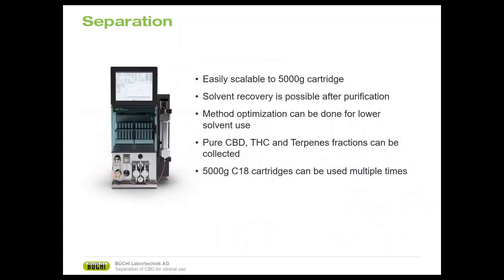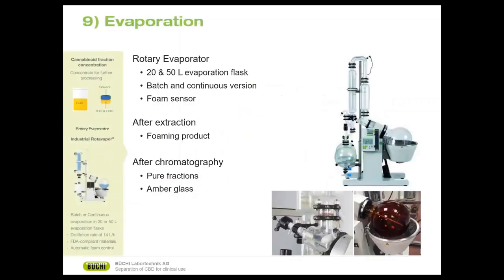So the separation can easily be scaled up to 5 kilo cartridges. Solvent recovery is possible after purification. Method optimization can be done for low solvent use, and pure CBD, THC, and terpenes fractions can be collected. Also, we can say that 5 kilo, 3 kilo, 1.5 kilo, doesn't matter. C18 cartridges can be used multiple times.